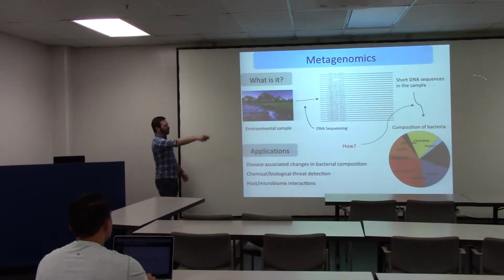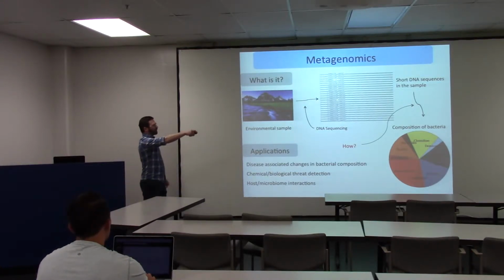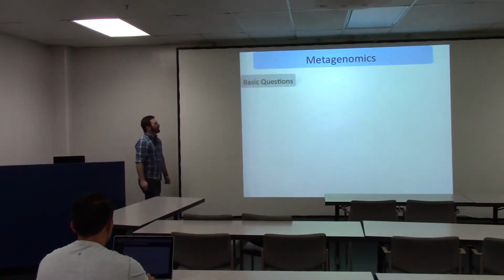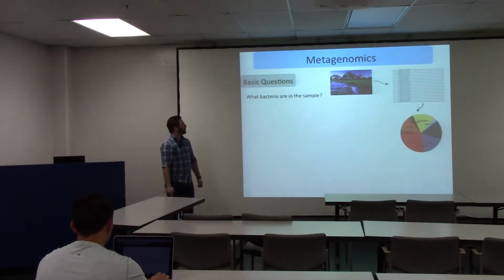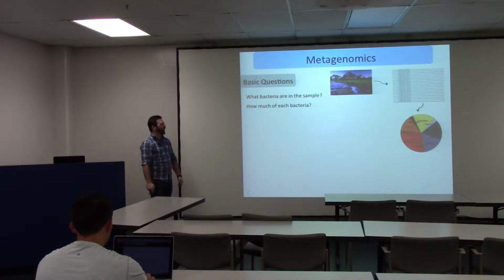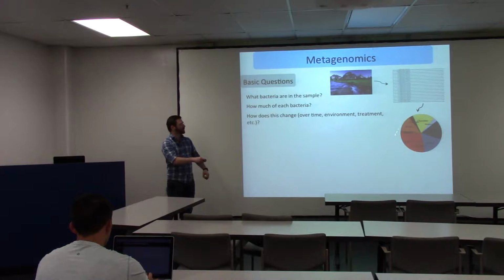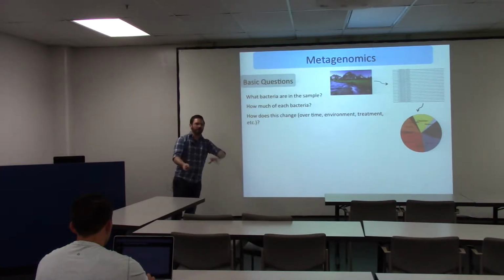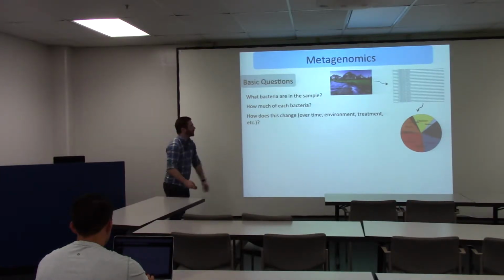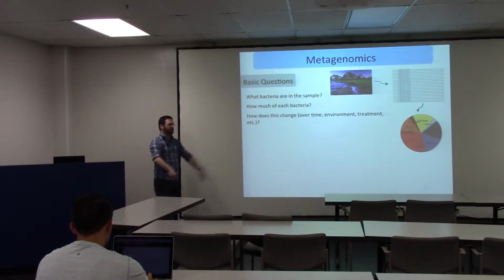Okay, so what we're going to focus on is this how right here. How do you go from those short reads to the composition of bacteria, which is more the bioinformatics problem. Okay, so as I said, the basic question for this paradigm is what bacteria are in the sample, how much of each bacteria, and further questions down the line. For instance, how does this change over time, over environments, over treatment, etc. So figuring out who and what is kind of like a very first step.